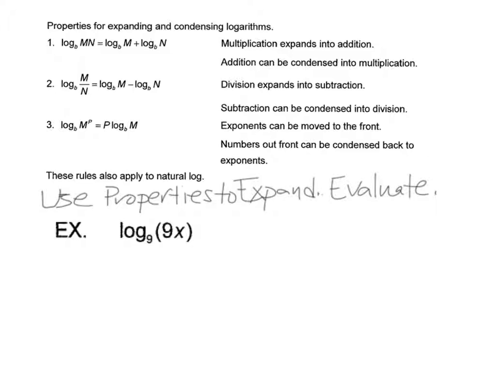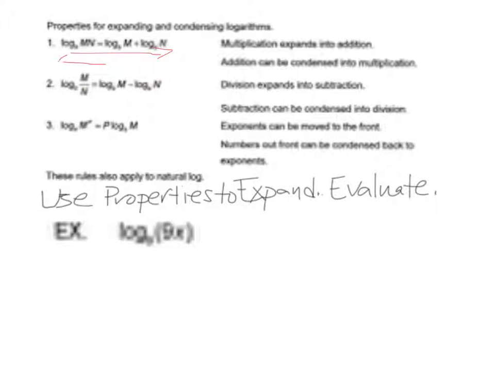Property number 1 says log base b of m times n equals log base b of m plus log base b of n. So if you have the log of two things being multiplied, that can split apart into addition. Or you can go the other way around. You might have two logs being added and you need to condense it back to multiplication. It just kind of depends on the situation.